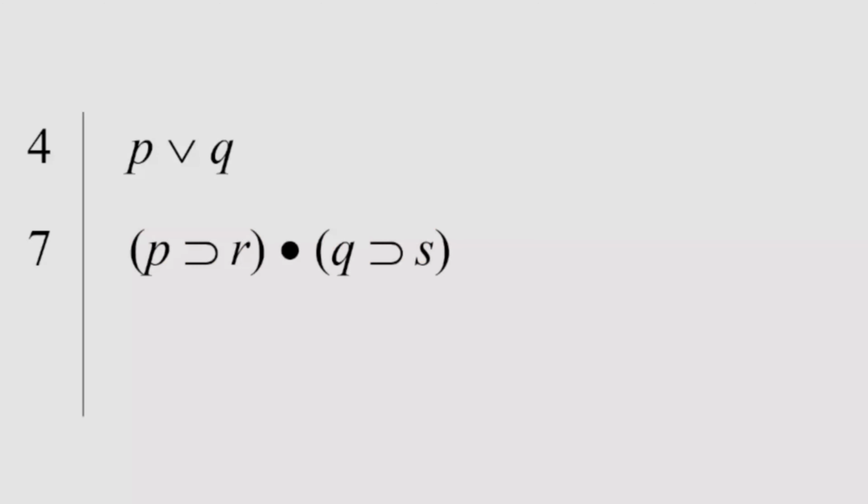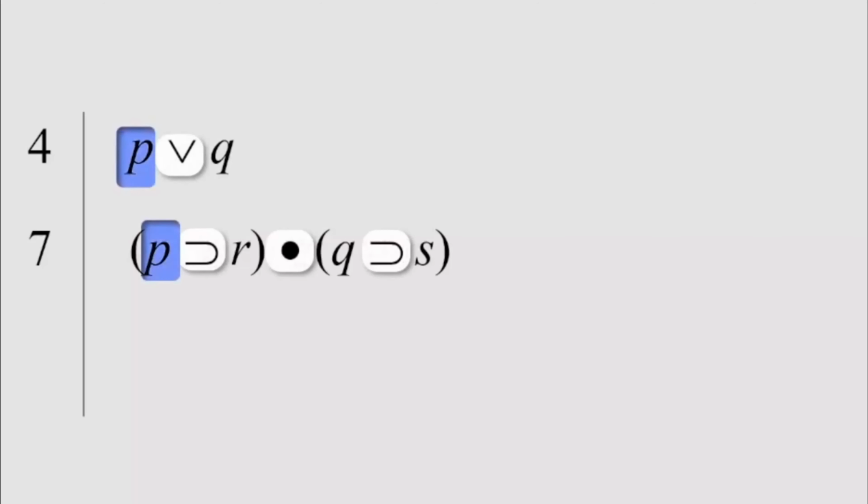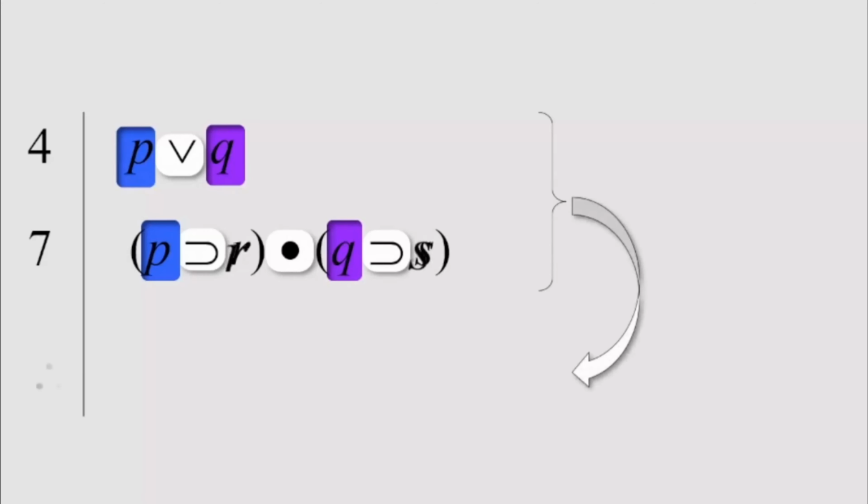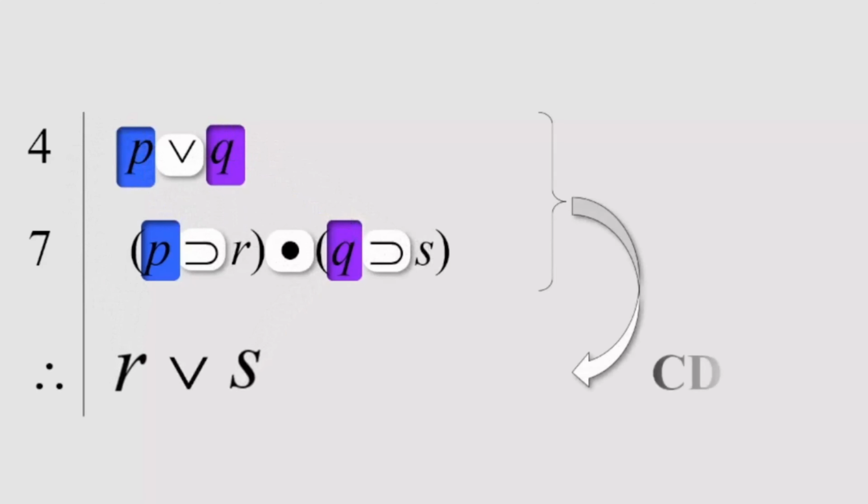Let's look at the rule in symbols. We have a disjunction, P or Q. We have a conjunction of two conditionals. The antecedent of the first conditional is matched by the first disjunct. The antecedent of the second conditional is matched by the second disjunct. In this case, we are allowed to infer the disjunction of the consequence.